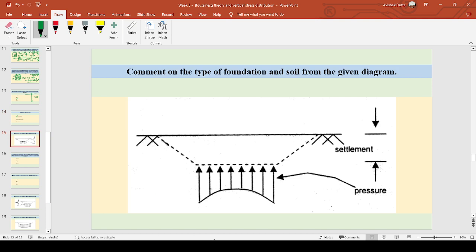What is the type of foundation? In this question we can see that the settlement is uniform but the pressure distribution is not uniform. Whenever the settlement is uniform, that uniform settlement signifies a rigid footing type of foundation.